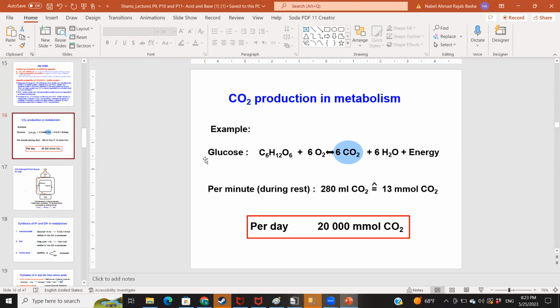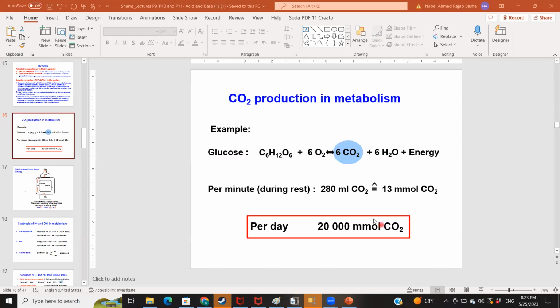So let's start with the first objective, which is the production of acids and bases in our bodies. The main acid that is produced in our body continuously is CO2. As you can see, here we have glucose, and it is metabolized down glycolysis, down the TCA cycle, and so on. And as a byproduct of glucose metabolism, we have the production of CO2. So CO2 is a product of metabolism.